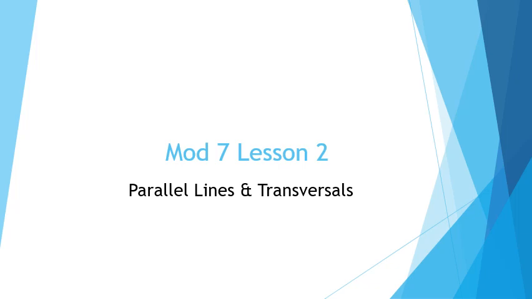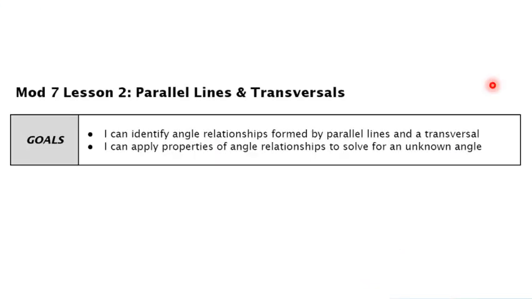This is the video for Mod 7 Lesson 2, Parallel Lines and Transversals. The goal of this video is we're going to be looking at angle relationships, but when we have parallel lines that are cut by a transversal. So the goal is going to be to identify angle relationships formed by parallel lines and transversals and apply those properties to solve for unknown values and unknown angles.